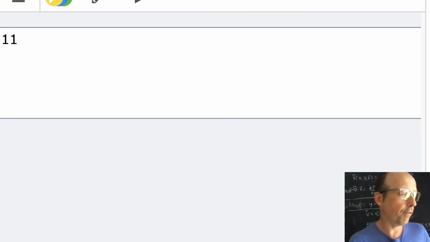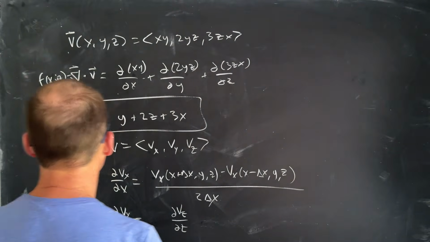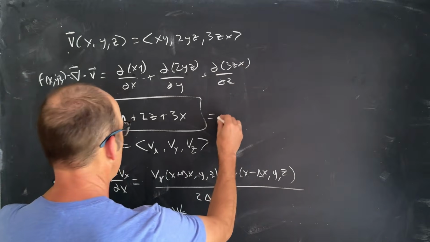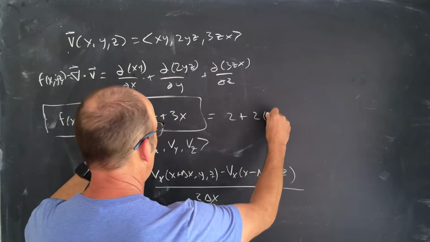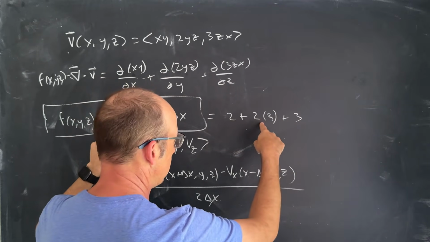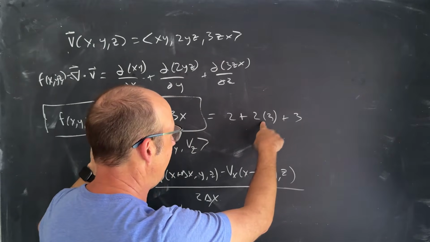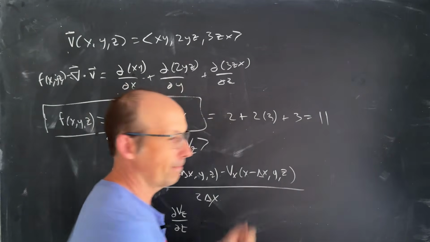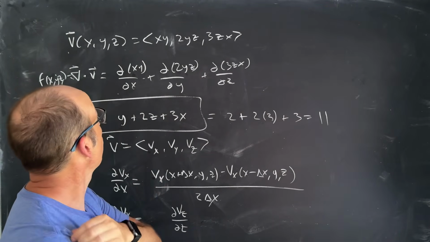So let's just go back over to the board and check that we get the same thing. If I put in 1, 2, 3, this is my function. I'm going to say this is going to be 2 plus 2 times 3 plus 3. So that's 2 times 6. 2 plus 2 plus 6 is 8, plus 3 is 11. Checks out. Okay, so there's the divergence.